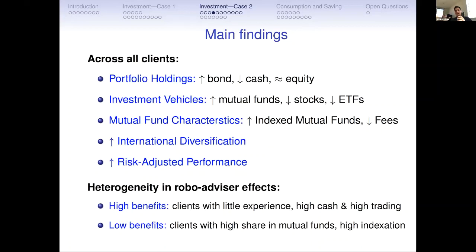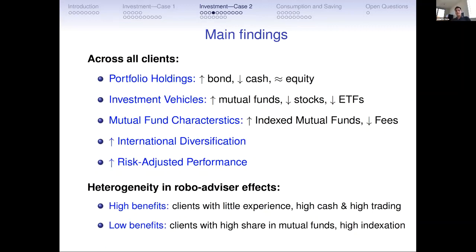You're going to have that indexation is going to increase. So wealth is going to be moved out of active mutual funds and into index funds. You're going to have a very big exposure of these individuals into international stocks. And effectively, you're going to find a big increase in risk-adjusted performance. On average, people are going to increase their performance by a lot. But of course, you're going to have some individuals that are going to be benefiting more and less.